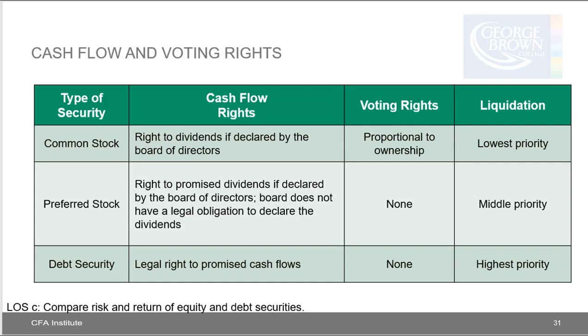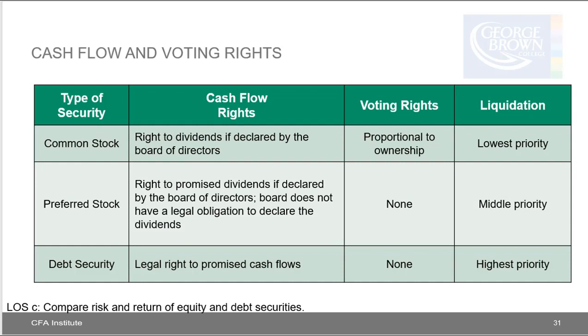Now, if it's a non-cumulative dividend, and the board of directors does not declare the dividend and doesn't pay it, then the next time they go to pay a dividend with a non-cumulative, they have no legal obligation to pay back a missed dividend. The important thing to understand is that preferred stock has no voting rights, and in terms of liquidation, it's a middle priority. It falls in between debt and common shares.